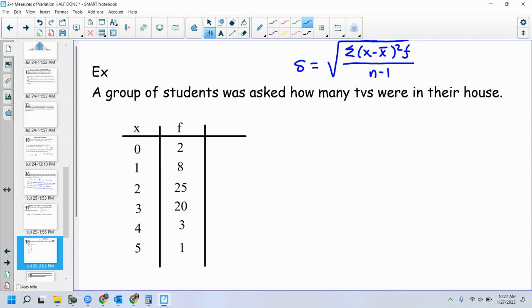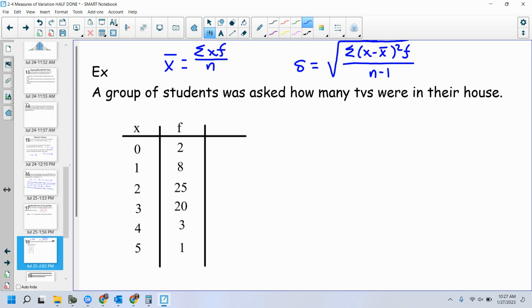Now, to calculate x minus x bar squared, do I have x bar? We don't, but we can find it, right? So then that reverts back to, okay, so what's the formula for x bar within a frequency? Well, that is the sum of xf divided by n, right? Sum of xf divided by n. So let's do that first.